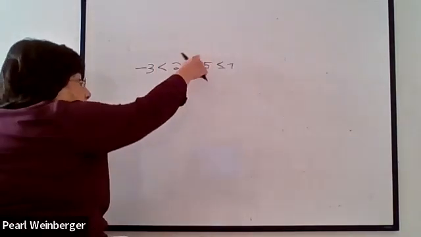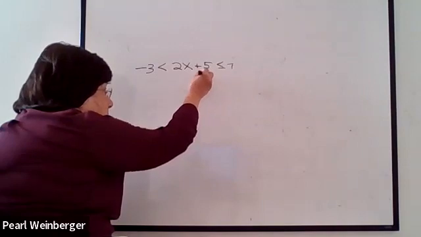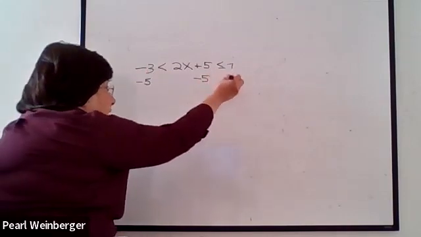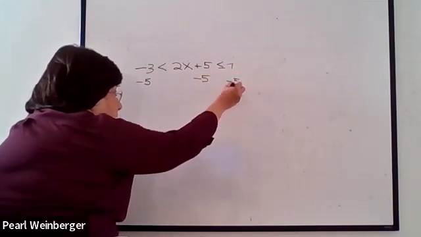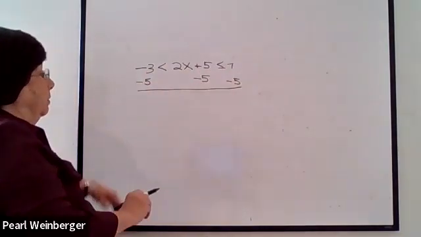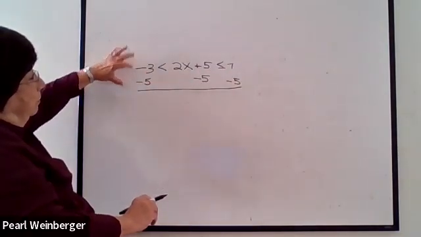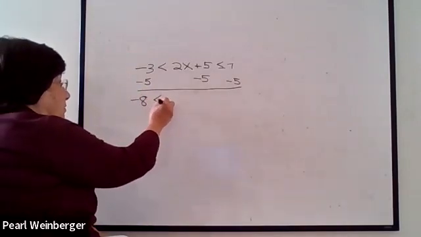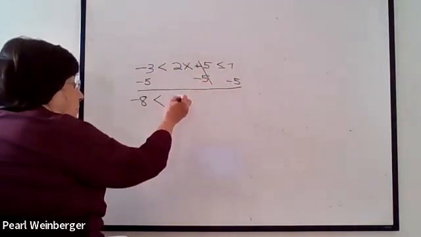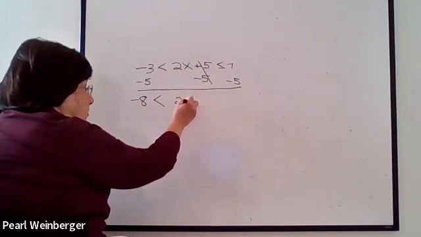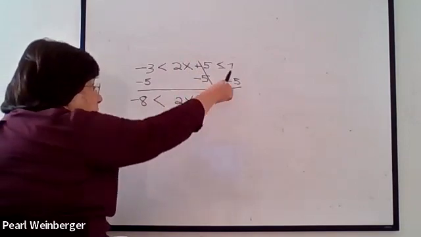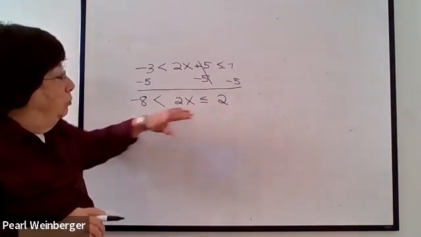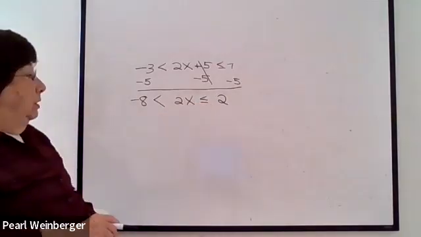So the first thing I want to do is get rid of this 5. So I'm going to minus 5 in the middle, which means I'm going to do minus 5 on the left and also minus 5 on the right. I'm actually doing 2 problems at once. So I'm doing -3 and -5 together. They combine to -8. This stays a less than or equal to. The 5s are gone, so I'm just left with a 2x. And this stays a less than or equal to, and 7 minus 5 is 2.